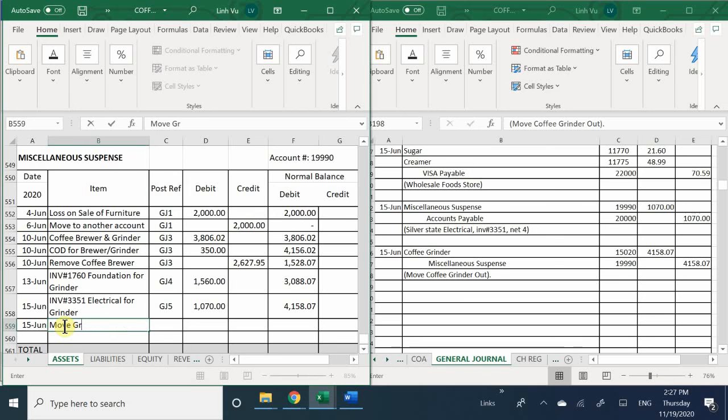And then a note of move. And then the journal 5. And the amount of 4,158.07 in the credit column, bringing my total to nothing. Yes, bringing my total to nothing.